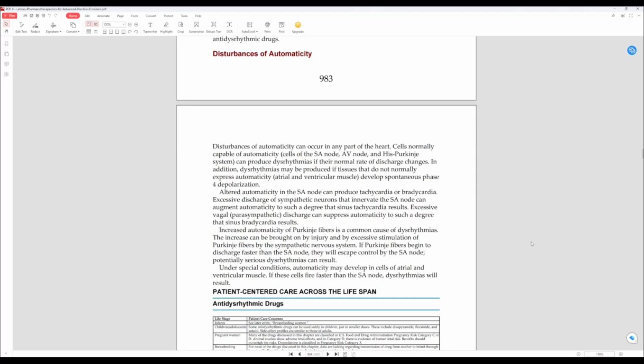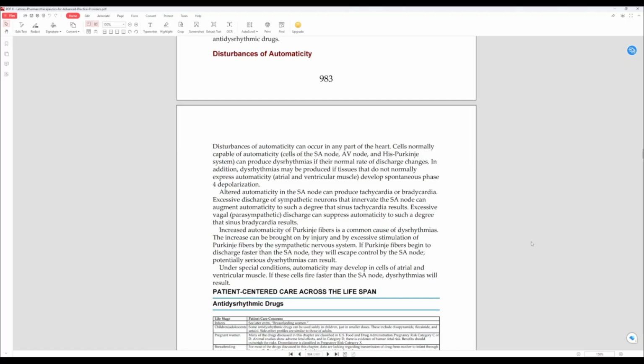Altered automaticity in the SA node can produce tachycardia or bradycardia. Excessive discharge of sympathetic neurons that innervate the SA node can augment automaticity to such a degree that sinus tachycardia may result. Excessive vagal discharge can suppress automaticity to such a degree that sinus bradycardia may result.